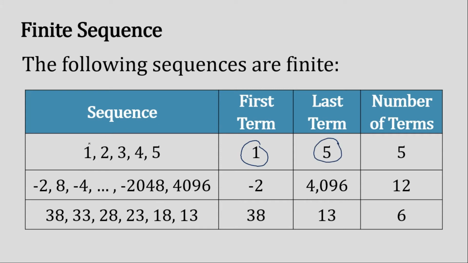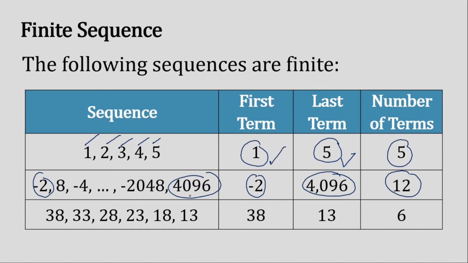And if we count the number of terms, we have 1, 2, 3, 4, 5. We have 5 terms. If we compute all the terms in the second sequence, from -2 up to 4096, we can say that we have 12 terms in this sequence. And we can see that -2 is the first term and 4096 is the last term. Again, a finite sequence has a first term and a last term.